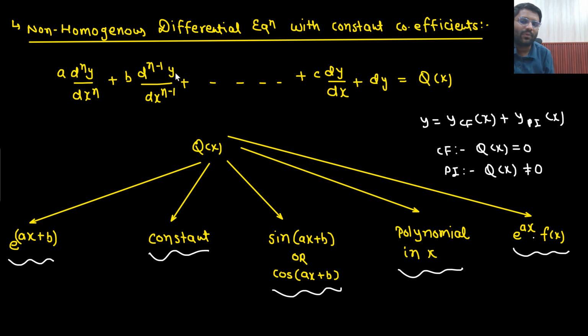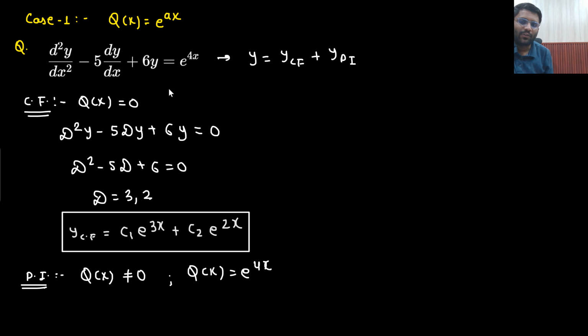And it is your higher order differential equation, non-homogeneous higher order differential equation with constant coefficients. A, B, C, D are all constant coefficients. But this time your Q of x is non-zero. So if your Q of x is non-zero, then we will calculate two solutions: complementary function and particular integral. When I am calculating the complementary function, I will put Q of x equal to 0. If Q of x is 0, then the values of D I am getting are 3, 2. So y complementary function is coming out to be c1 e to the power 3x plus c2 e to the power 2x. This is the answer I am getting.